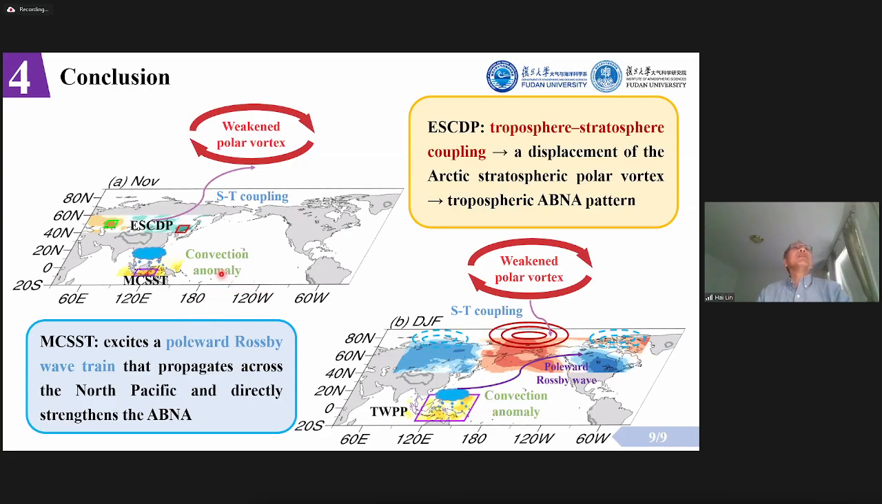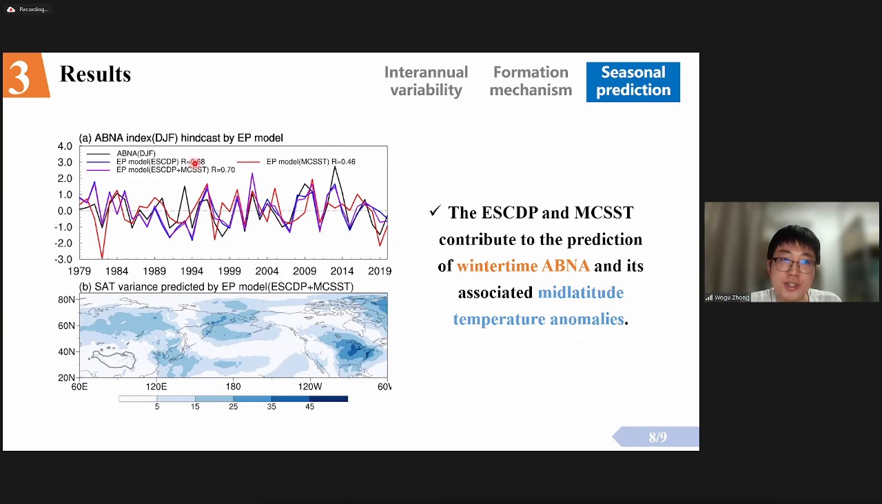Maybe myself, I have one question: what is the relative importance of the snow cover contribution and the tropical contribution? Which one is more important? Well, from our analysis, the snow cover changes are more important. Here we use the snow cover changes to establish an empirical model. Using only the snow cover changes as the predictor, the correlation coefficient can reach 0.68, and if we use Maritime Continent SST to predict the winter ABNA, it is only 0.46. So here we propose that extratropical forcings are more important for the winter ABNA.